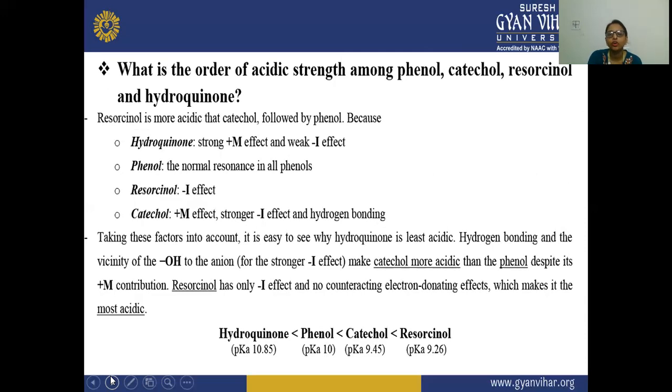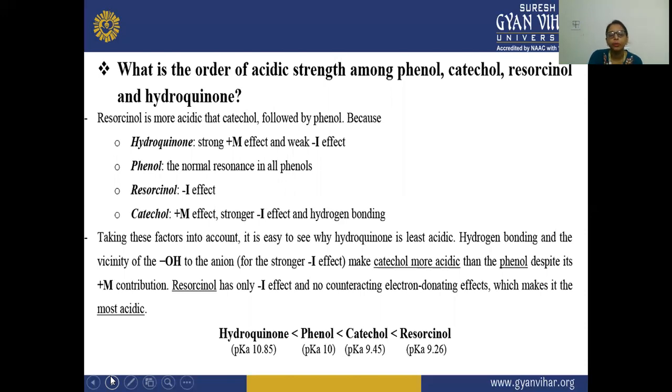Next, the acidic strength of phenol, catechol, resorcinol, and hydroquinone. Resorcinol is more acidic than catechol, followed by phenol, and then hydroquinone, because hydroquinone has a strong +M effect and weak -I effect. Taking these factors into account, we see why hydroquinone is less acidic.